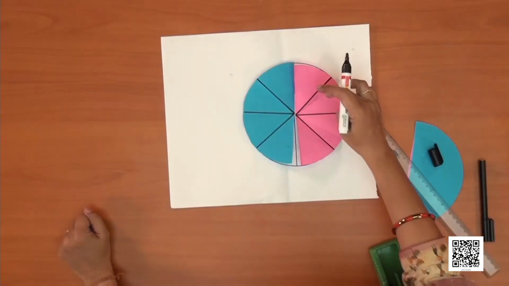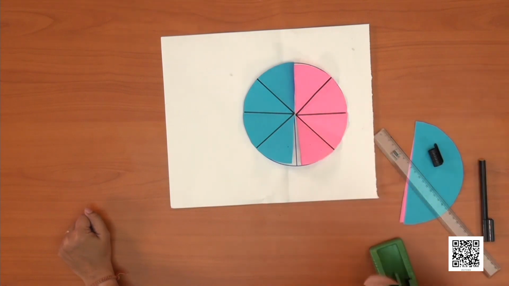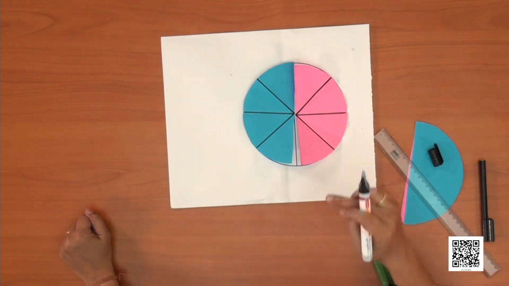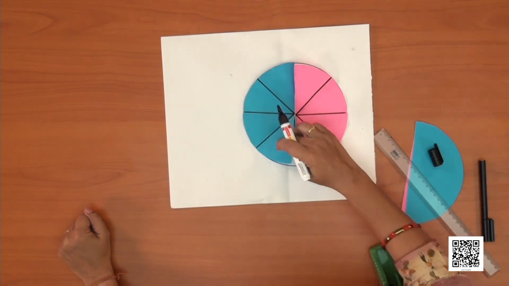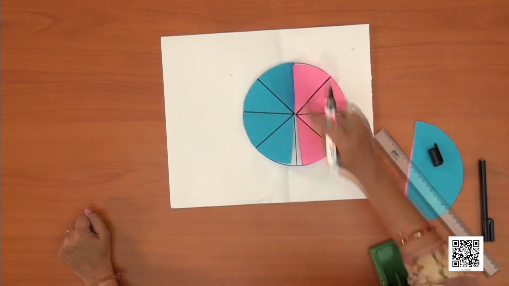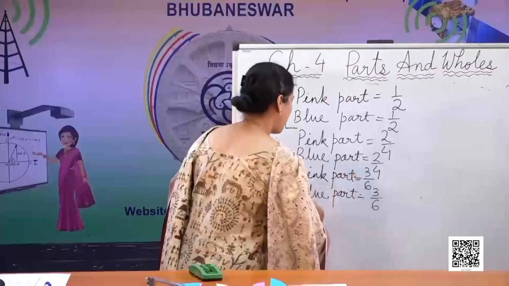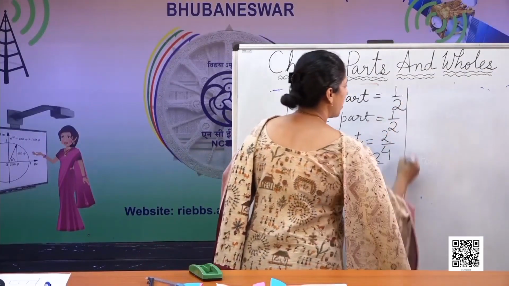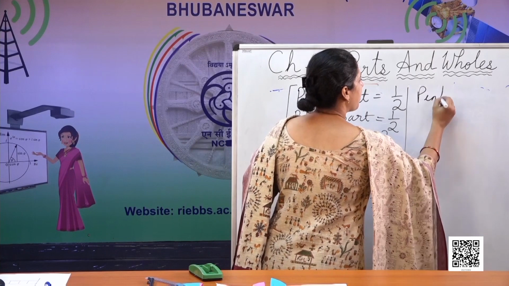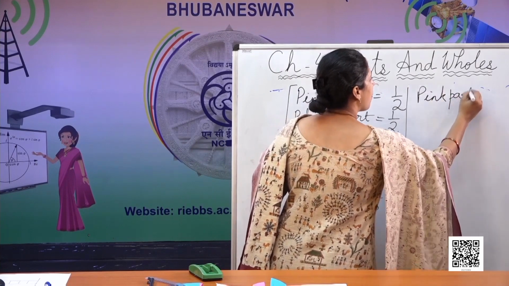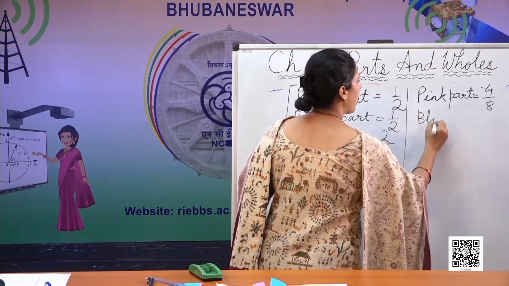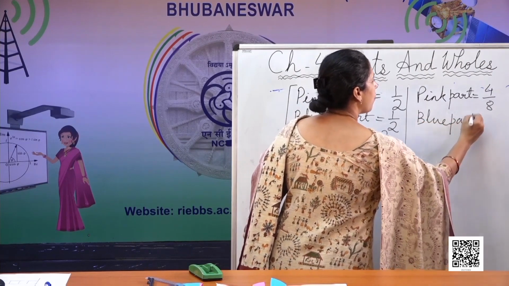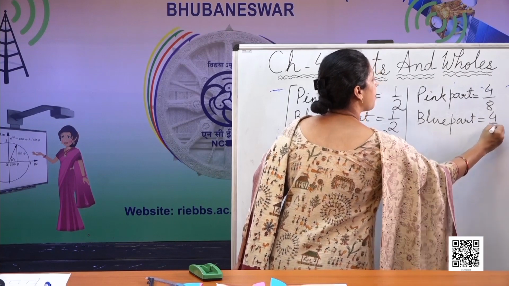Yes, 1, 2, 3, 4. Out of how many parts? The total number of parts. 1, 2, 3, 4, 5, 6, 7, 8. So now the pink part is equal to 4 parts out of 8 parts and the blue part is also 4 parts out of 8 parts.